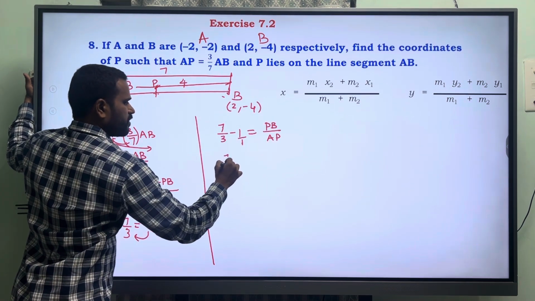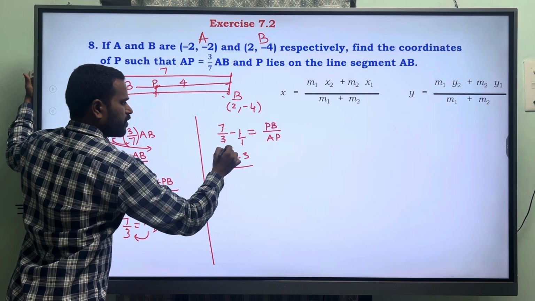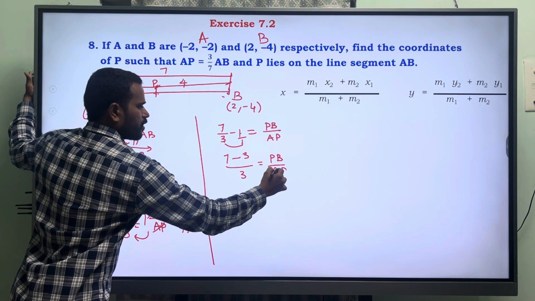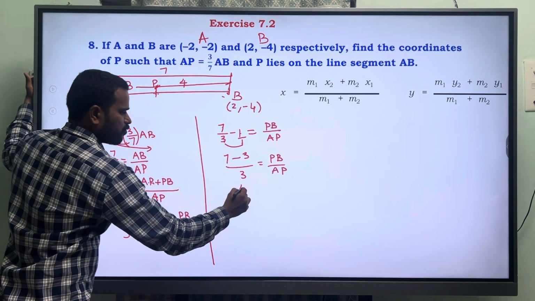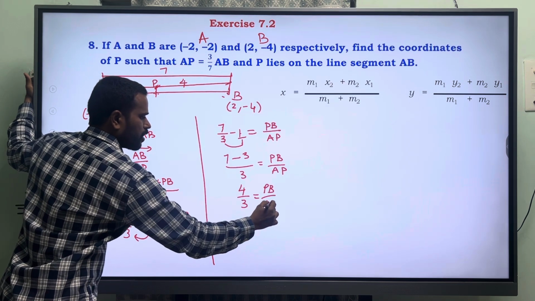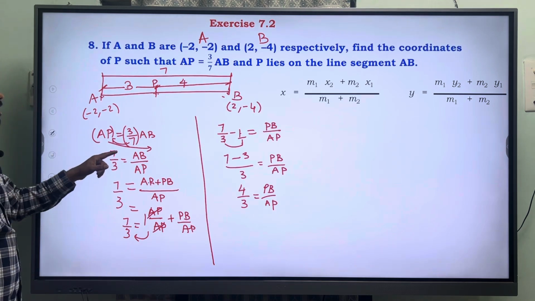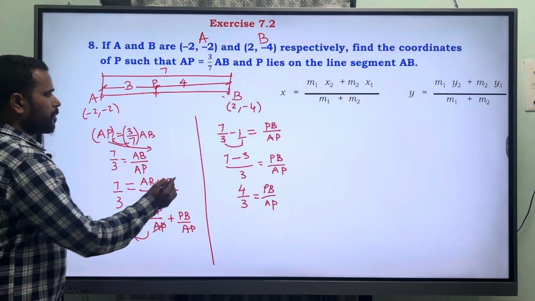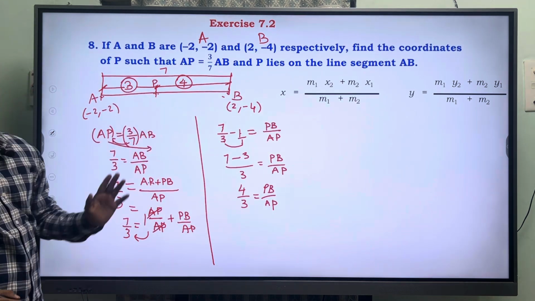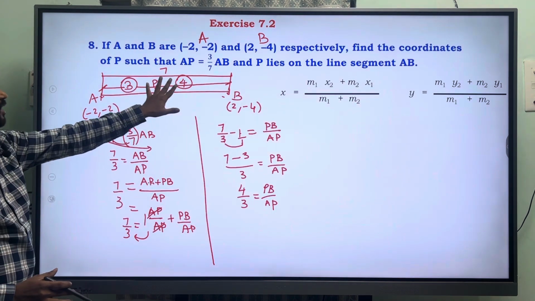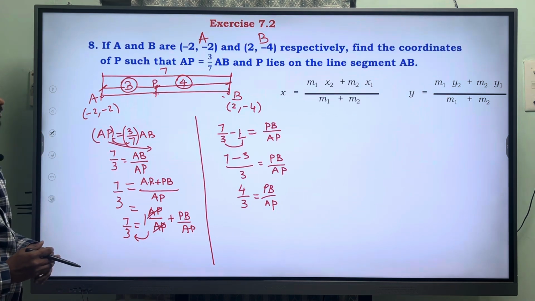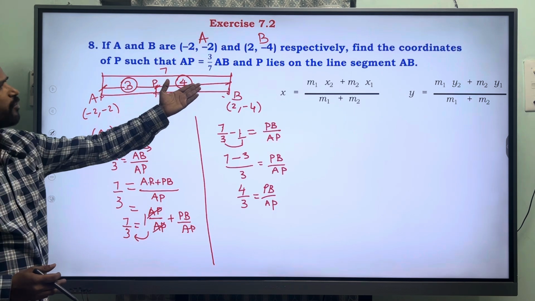So 1 7s are 7, minus 3 1s are 3, by 1 3s are 3, equal to PB by AP. Understand? 7 minus 3 is how much? 4 by 3 equal to PB by AP. See here, PB 4 we got ratio and AP is 3. See, just without doing this also we can directly say that. Understand? Okay.